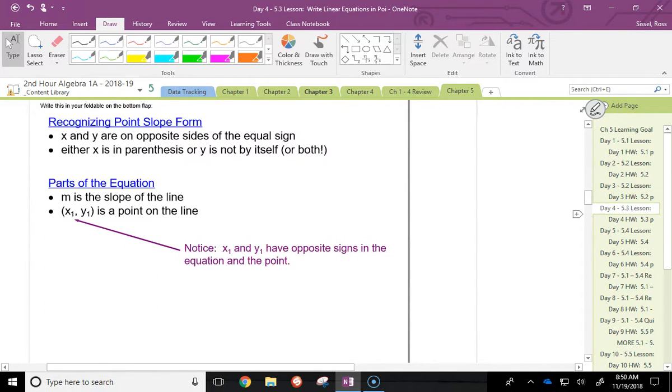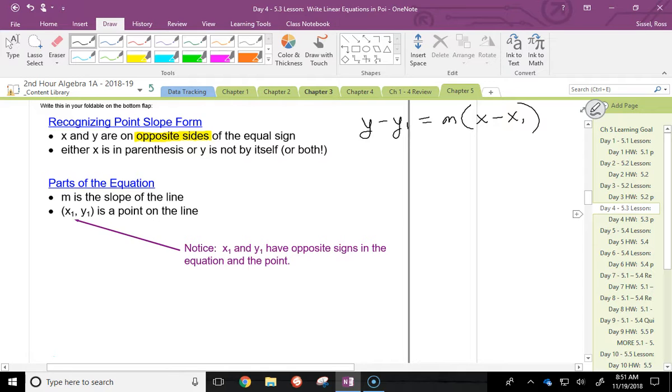So, like I said, x and y are on opposite sides of the equal sign. Okay? When we recognize point slope form, x and y are on the opposite side of the equal sign, which is why we have y minus y1 equals m times x minus x1. Notice, y is on the left side, x is on the right side. They're on opposite sides right now. X is in parentheses right here. Y is not by itself.